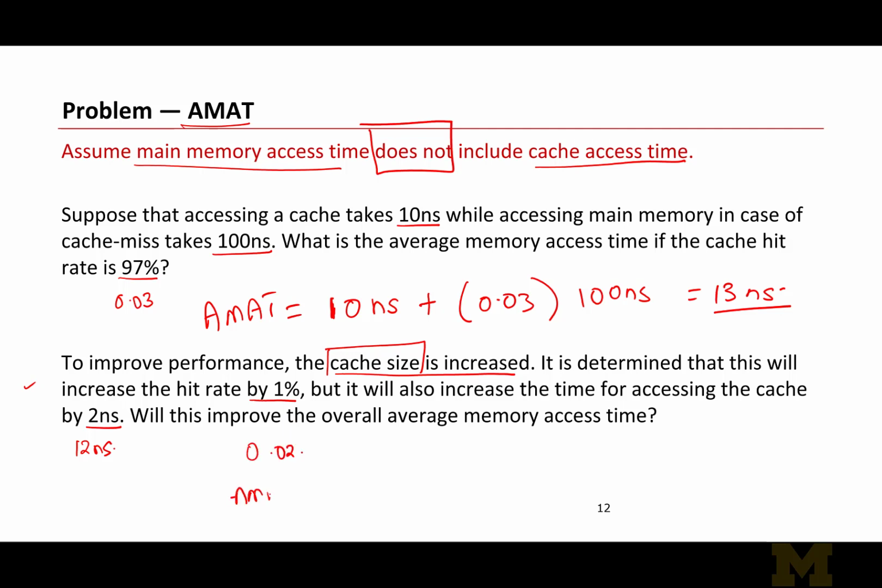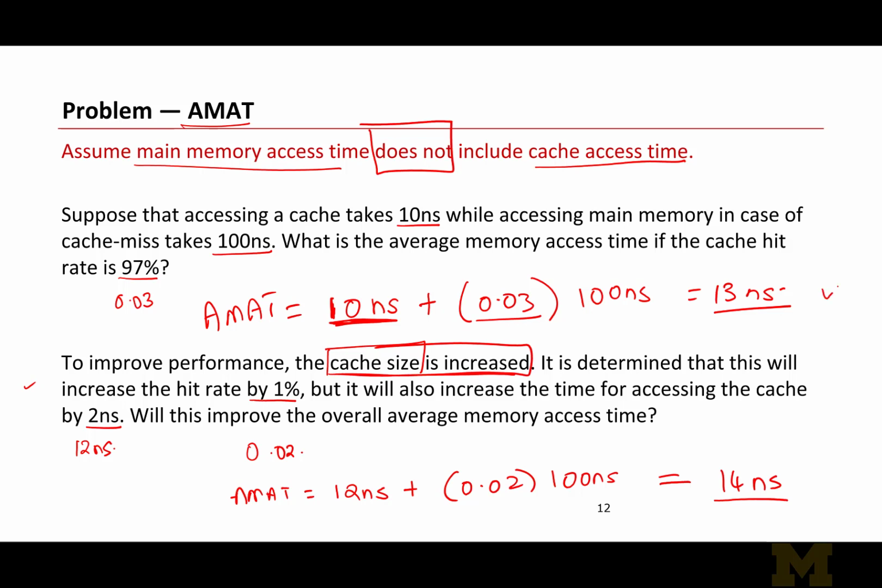So my new AMAT is going to be, previously it was 10 nanoseconds per cache access, but now it's 12. Previously it was 0.03, but now the miss rate is 2%, so it's 0.02. The main memory latency does not change, so it's the same as before. So now I have 12 plus 2, that is 14 nanoseconds. So it looks like our idea to improve the performance by increasing the cache size in this example did not work. So this has a lower performance than my first configuration.